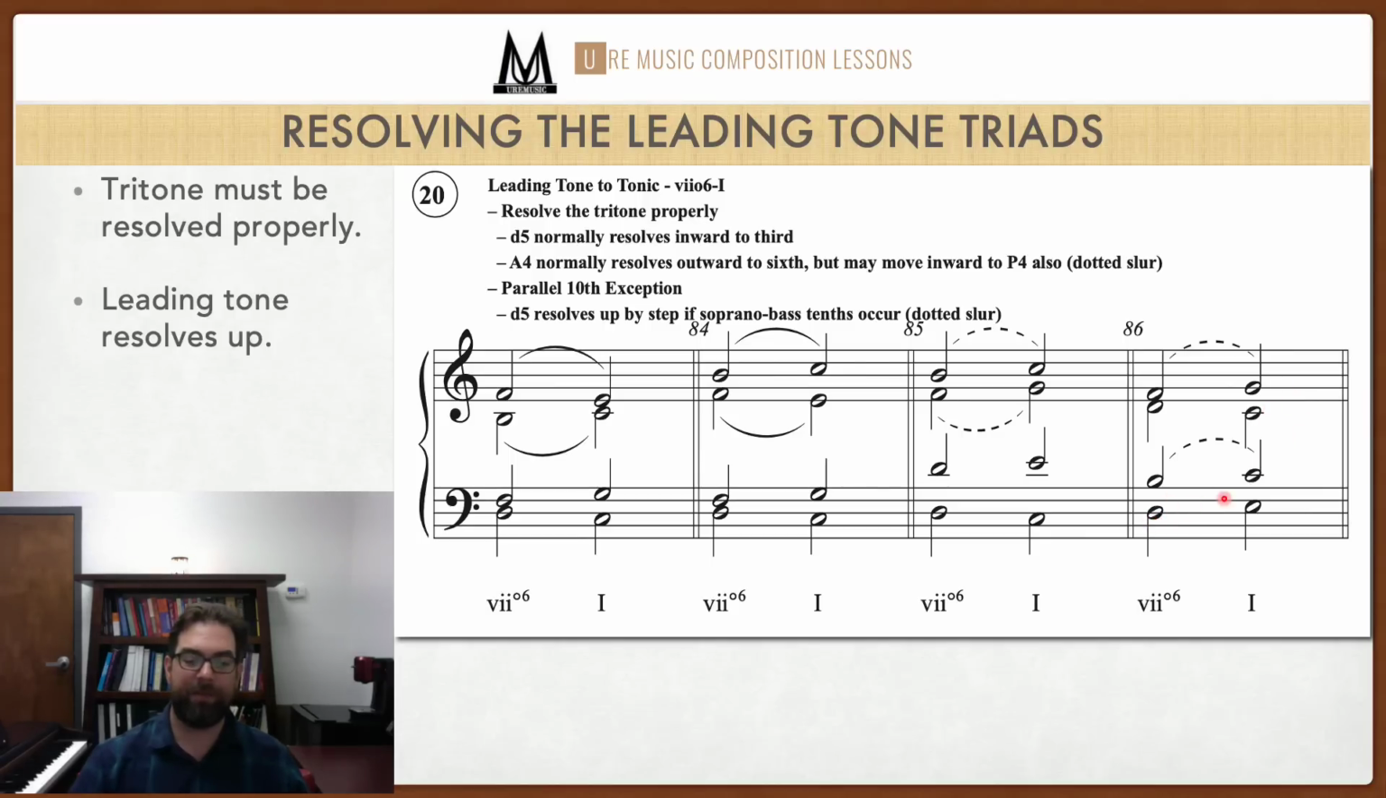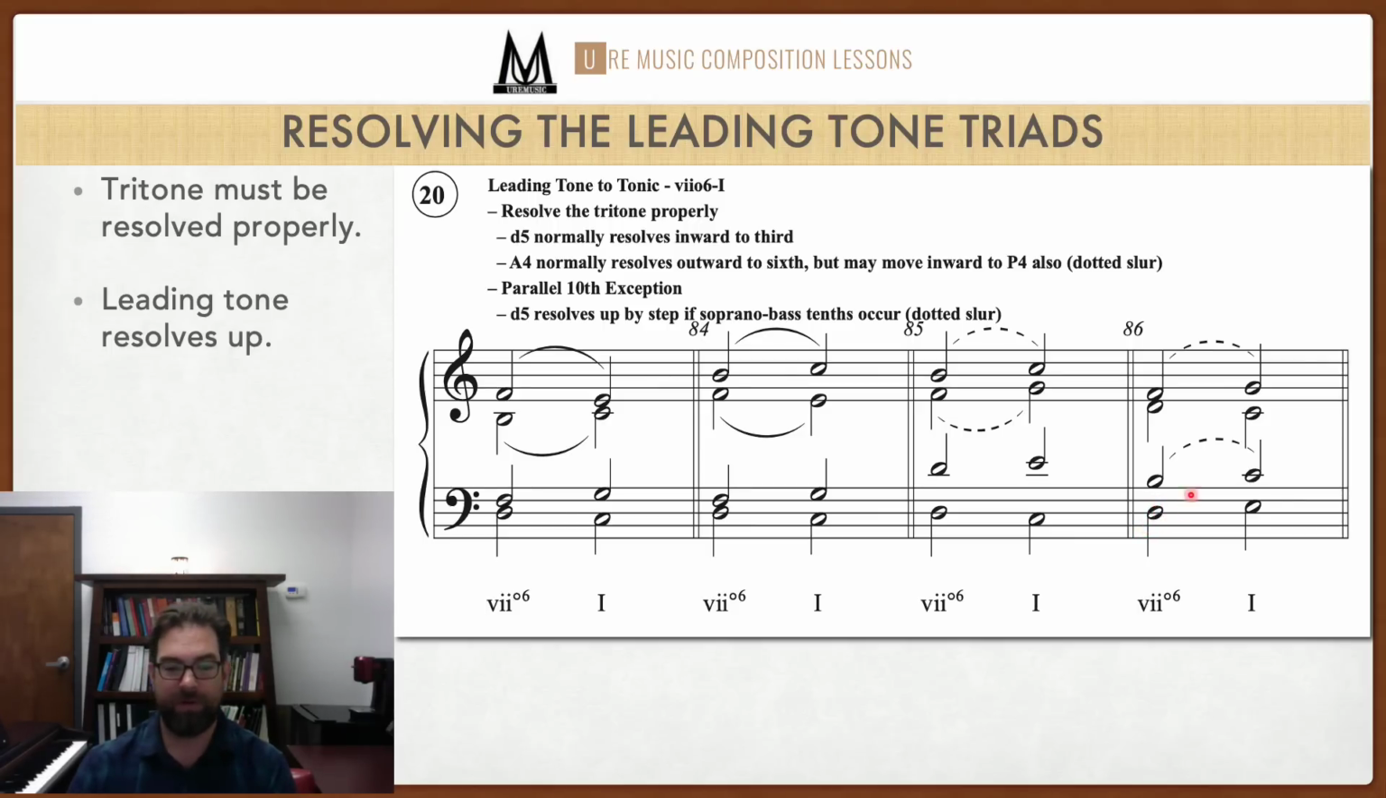Here's another example. This is soprano and bass tenth. So we have a D and an F. That is actually the interval of a tenth. And it's the same thing that we did with our dominant triads. When the fourth scale degree didn't resolve down, it actually resolved up. It was because of soprano-bass tenths. So you're allowed to do that with the leading tone chord as well.